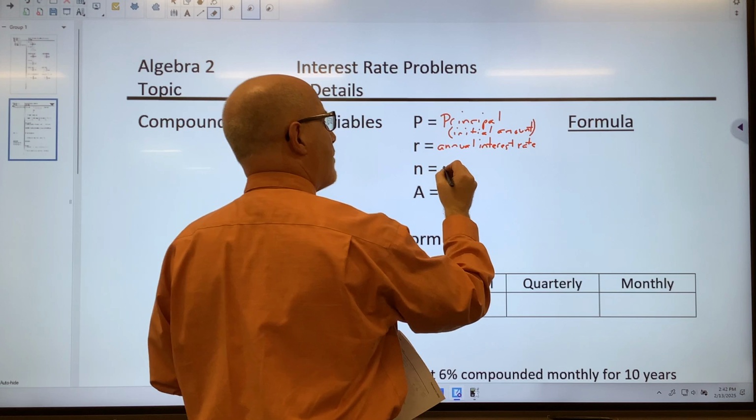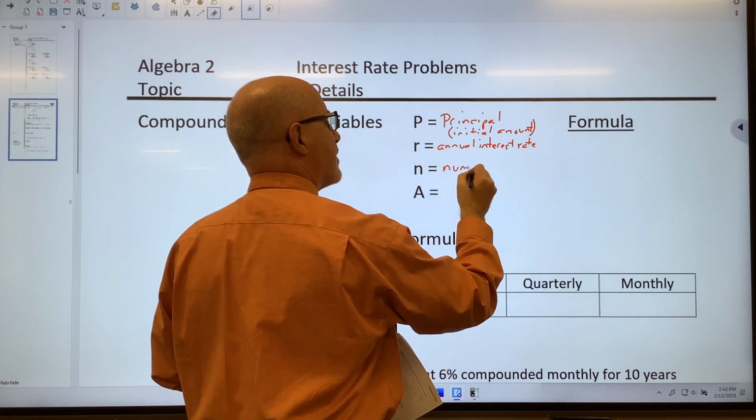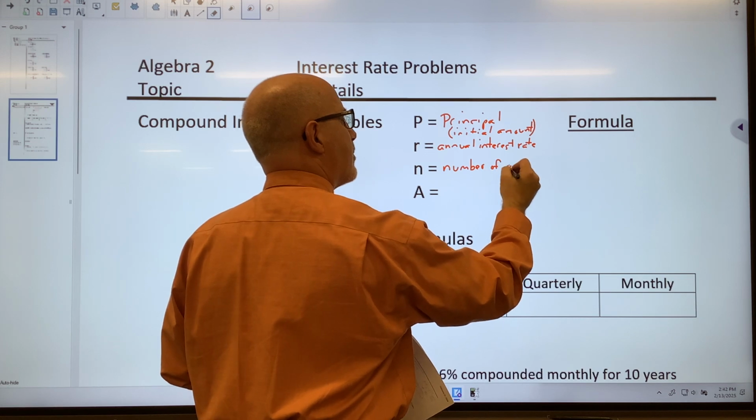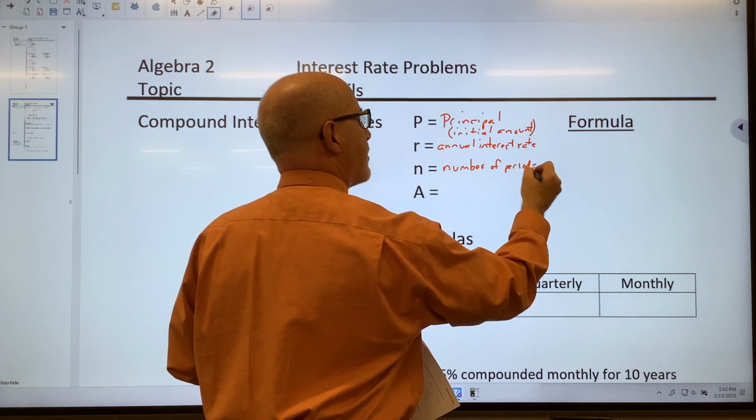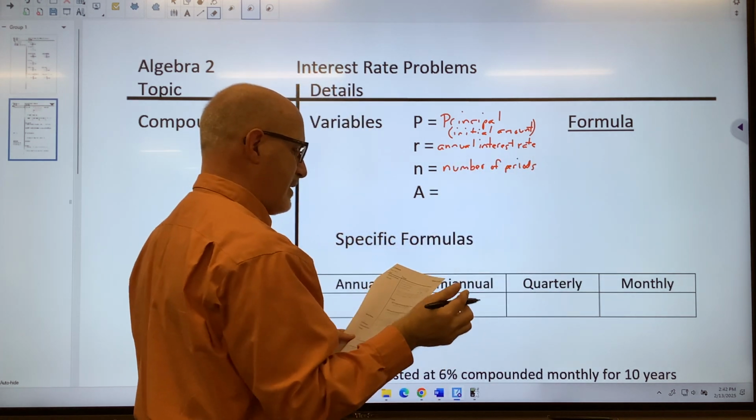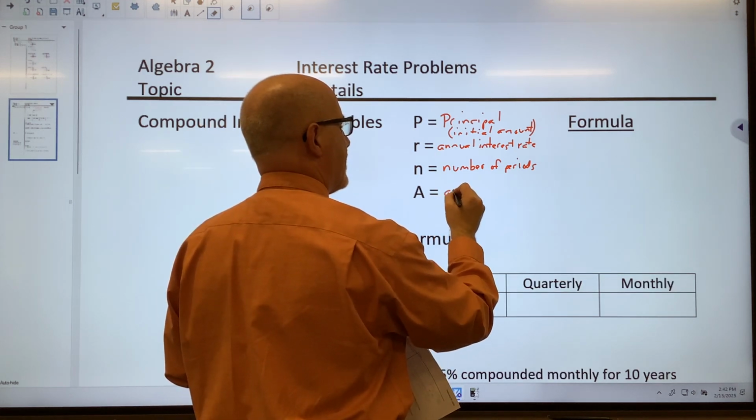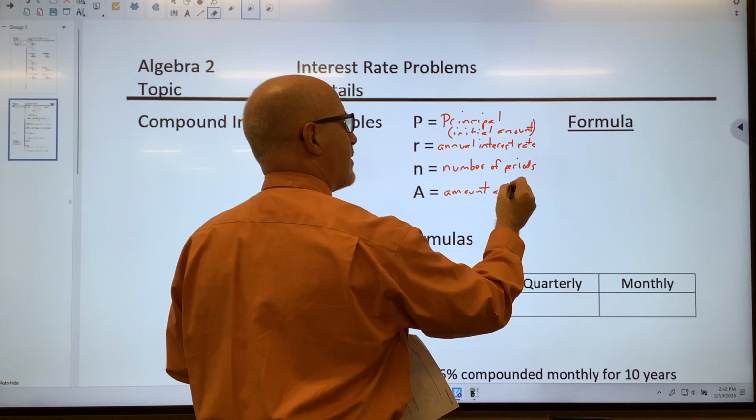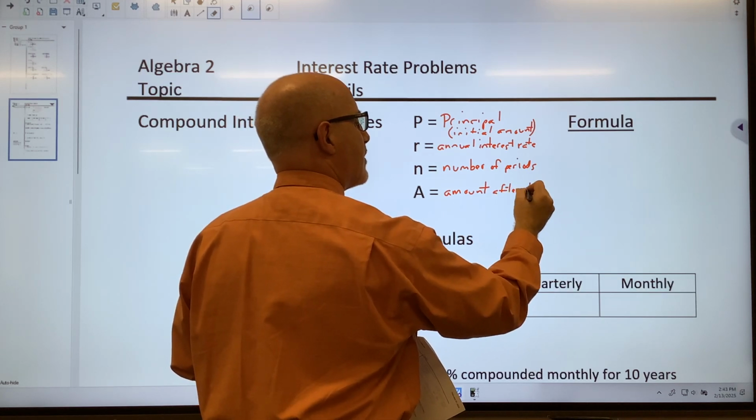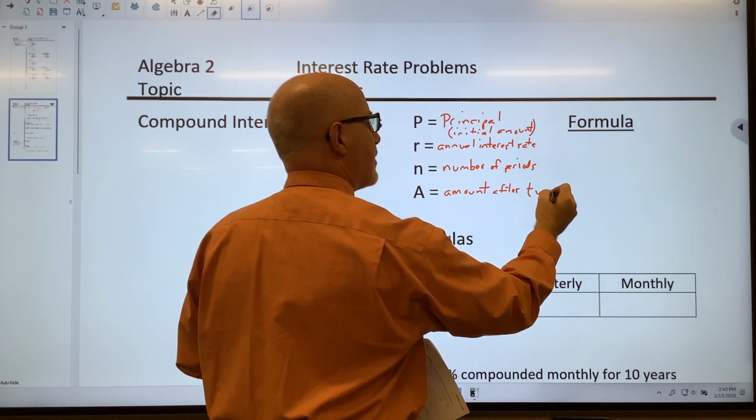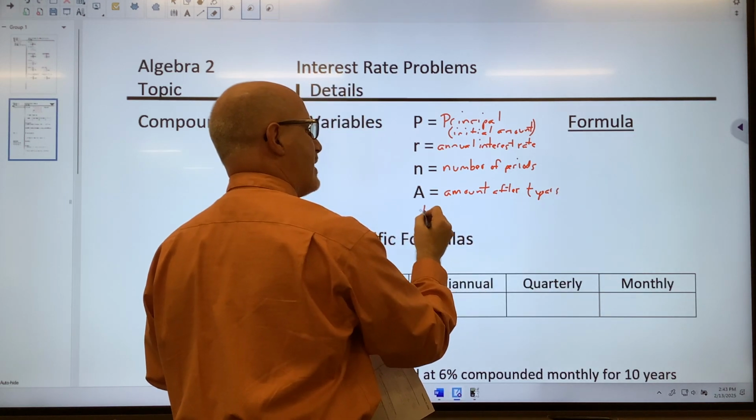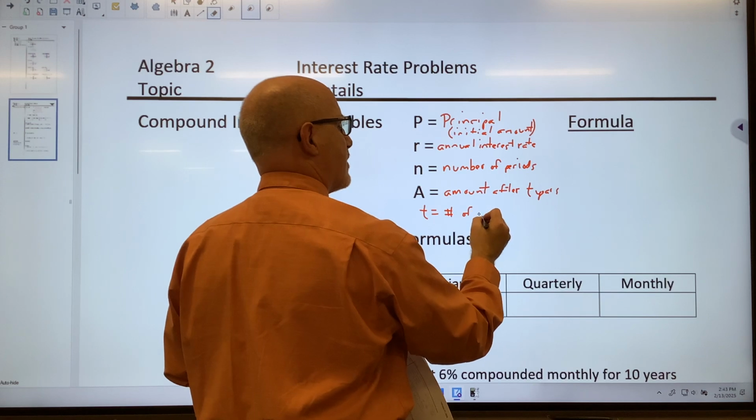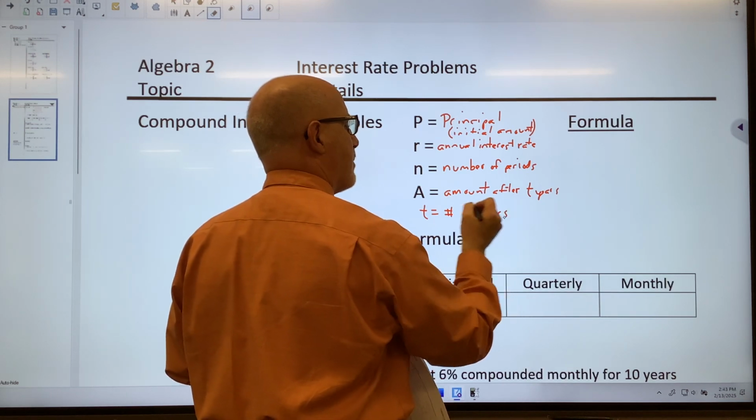N is the number of periods. And then A stands for the amount after t years. Now, you might want to add down here then that t is the number of years that we do in this problem.